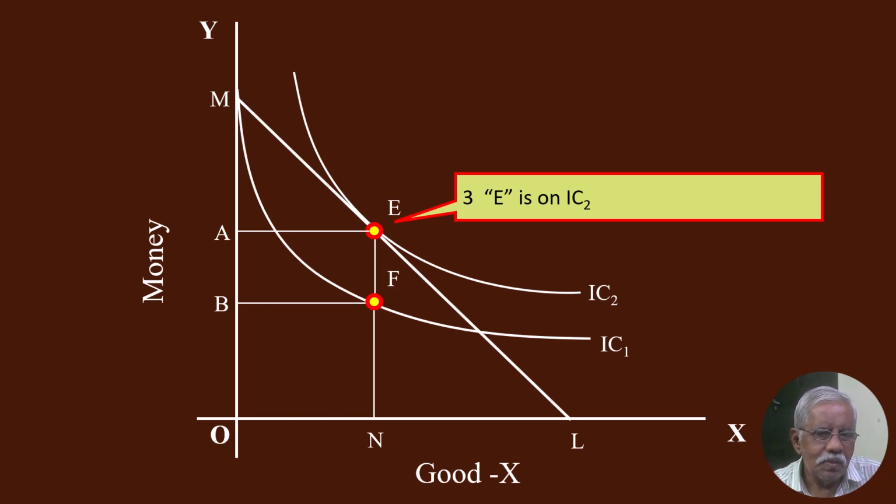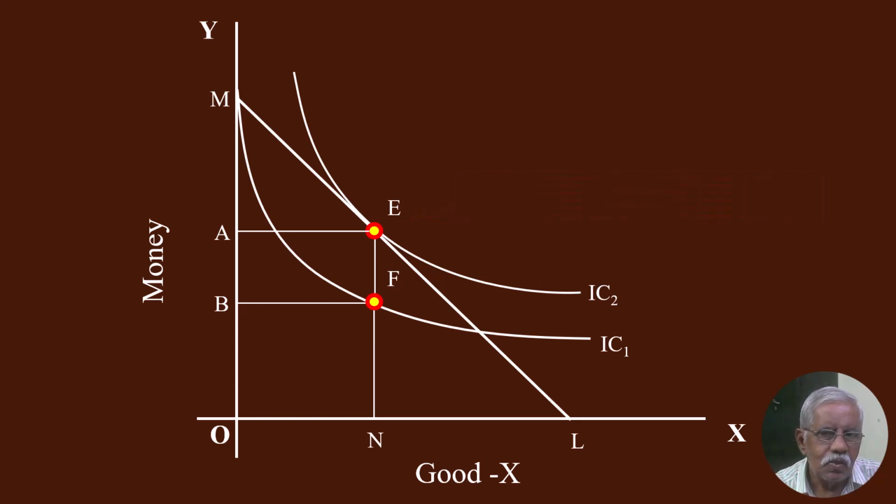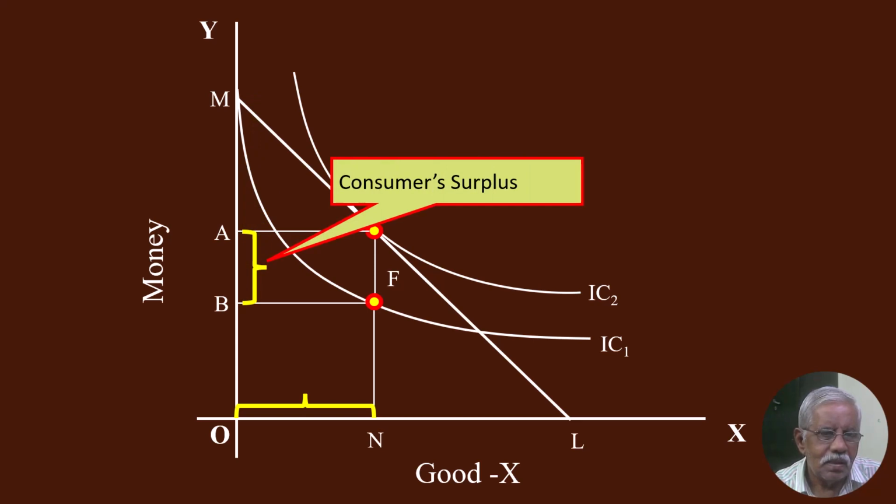Then what is consumer surplus? The consumer was willing to pay MB units of money to buy ON units of good X. Now, to buy the same ON units of good X, he pays MA units of money. The difference AB is consumer surplus.